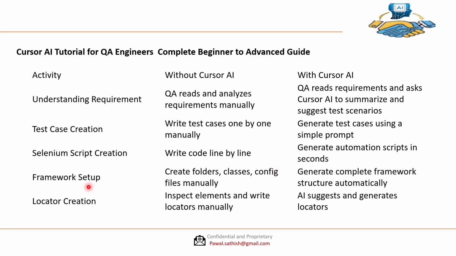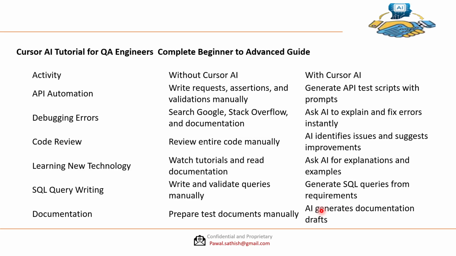And if we are using a framework setup, we need to manually create folders, classes, and config files. But using Cursor AI, it generates the complete framework structure automatically within a second. Considering locator creation, we need to explicitly identify and write the locators manually. But using Cursor AI, it suggests and generates the locators quickly.